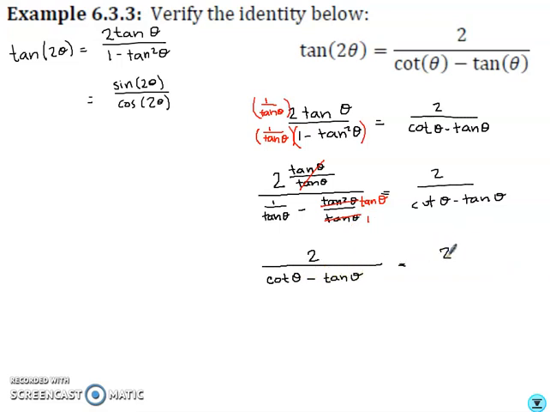And that is equal to the right-hand side, which is 2 over the cotangent of theta minus the tangent of theta. Now, in this example, I was able to only manipulate that left-hand side so that it was equivalent to the right-hand side, therefore verifying my identity. However, we could have done some manipulation on the left and then on the right as well to show that those two things are equivalent.